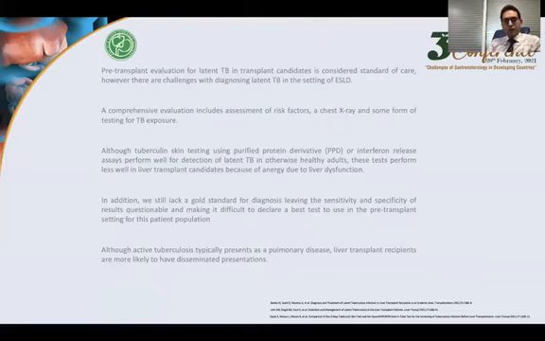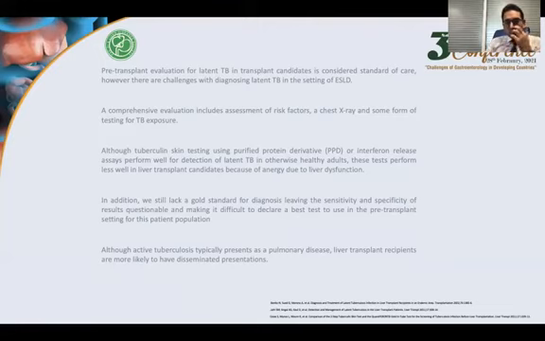Pre-transplant evaluation for latent TB in transplant candidates is considered a standard of care. However, there are challenges with diagnosing latent TB in the setting of ESLD. A comprehensive evaluation includes assessment of risk factors, a chest X-ray, and some form of testing for TB exposure. Although PPD or interferon release assays perform well for detection of latent TB in otherwise healthy subjects, these tests perform less well in liver transplant candidates because of anergy due to liver dysfunction.